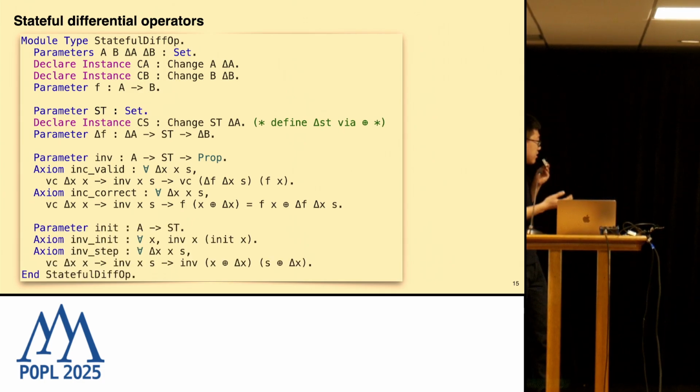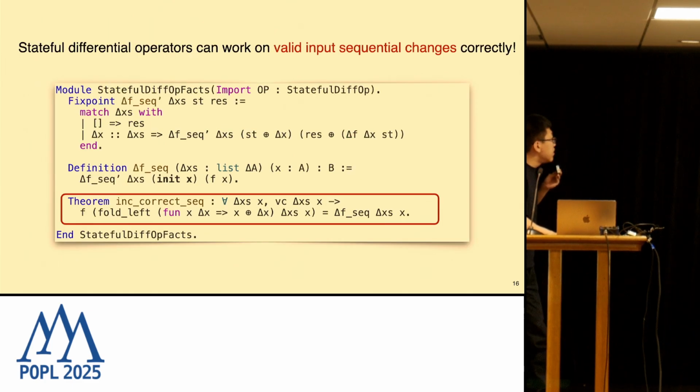And the last part is that we not only want the stateful operator to work correctly once, but also for a sequence of changes. So we just define an initialize function that transforms the original input to the state and impose that it should work correctly from the initial state to every updated state. Okay, we successfully proved that the stateful differential operators can also work correctly on valid input changes, valid sequential input changes.